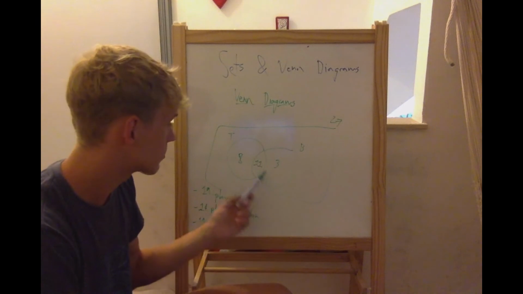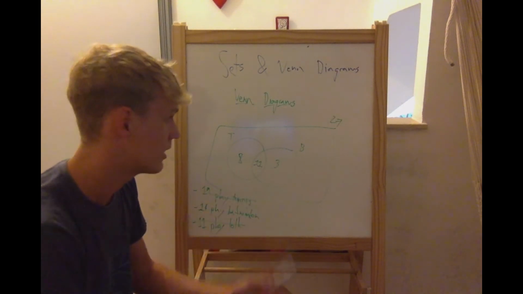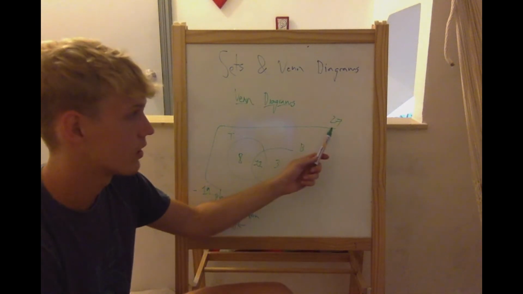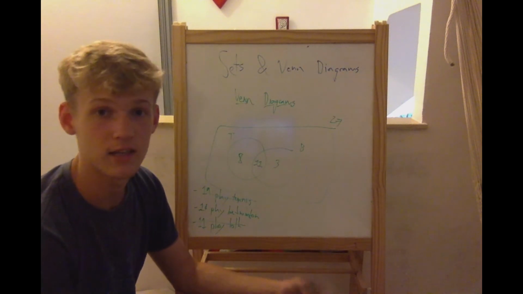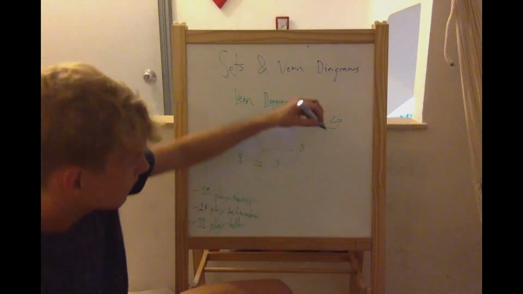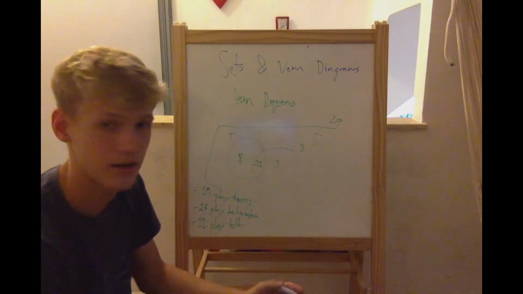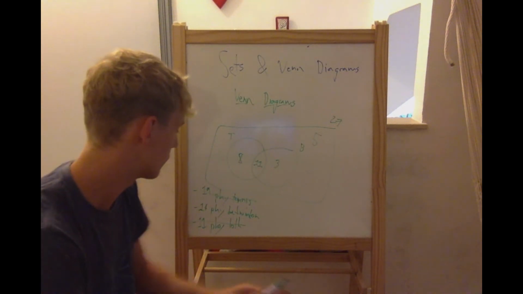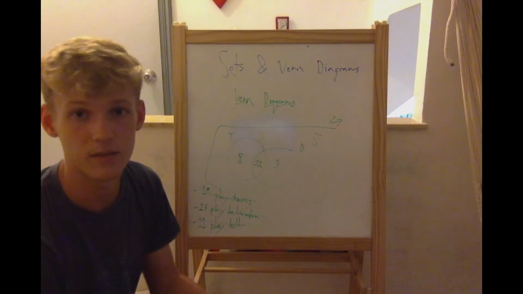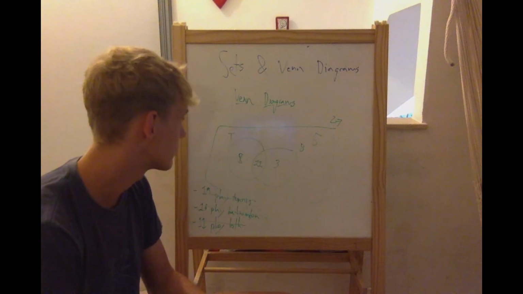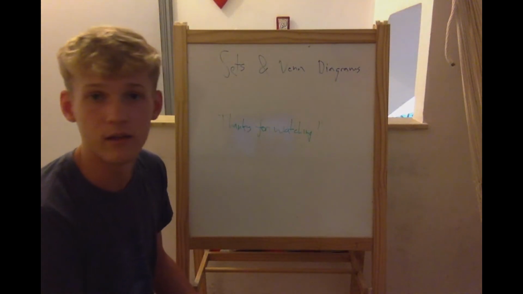Now, if we add these all up, 11 plus 8 plus 3, we get 22, which is lower than 27. So you might be thinking that we've done something wrong. But actually, no. That just means that there's 5 that play none. So we've done all that. We've finished this question, and you might have thought it was a bit complicated, but now you should know how to do it.